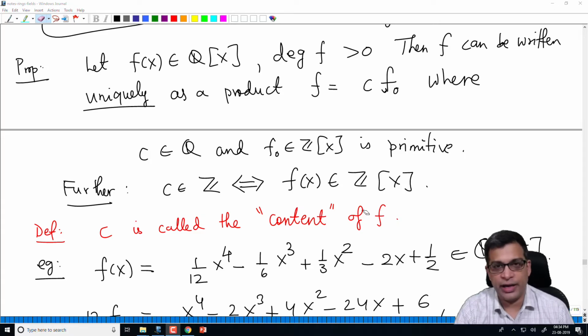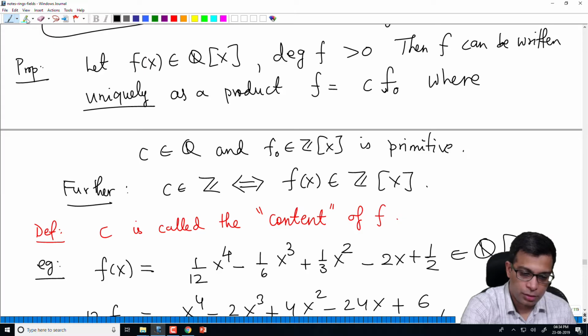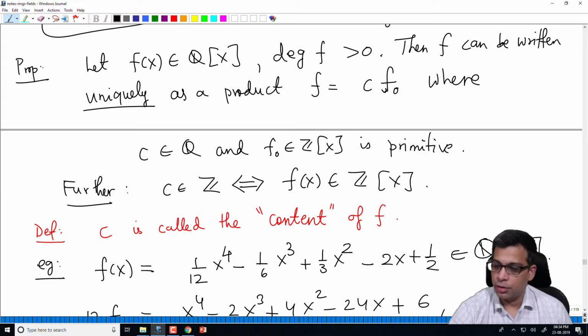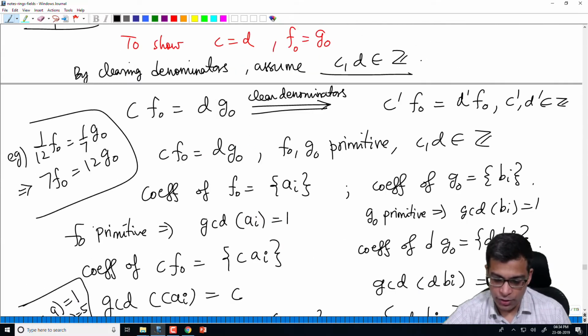We showed that any rational polynomial which has positive degree can be written uniquely as a product of a rational number and a primitive polynomial. C is a rational number, F0 is a primitive integer polynomial. Remember, primitive by definition means it's an integer polynomial, and this expression is unique, and C is then called the content of F.